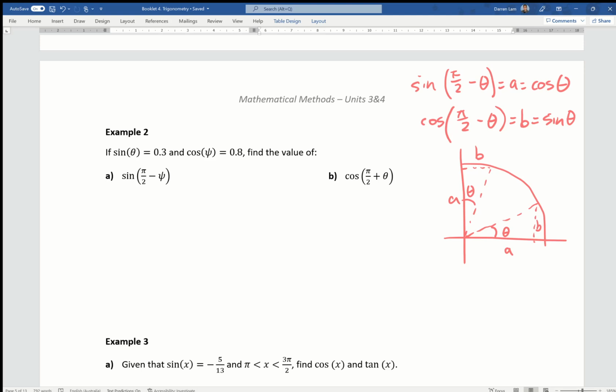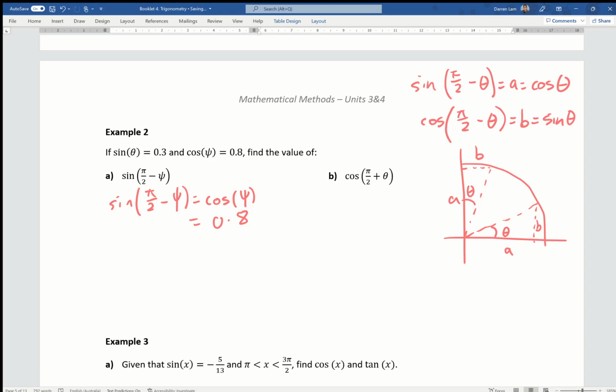In this question, I've been given sine theta equals 0.3 and cosine phi equals 0.8. Find the value of sine of pi on 2 minus phi. Of course, using the formula, I know that sine of pi on 2 minus phi equals cosine of phi, doesn't it? Just using my formula, which I know is 0.8.